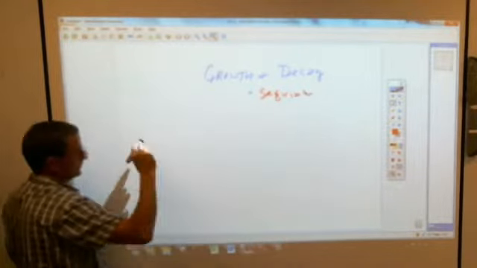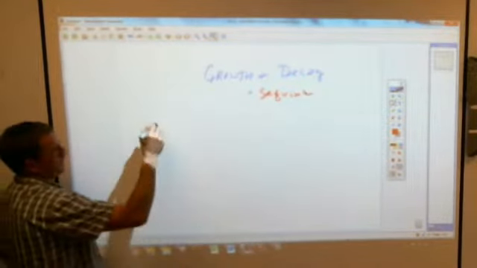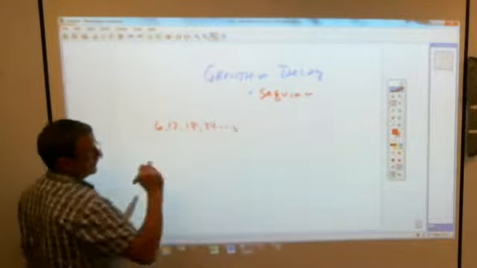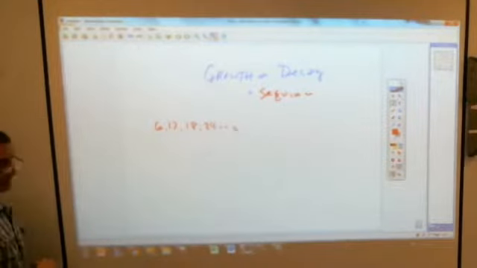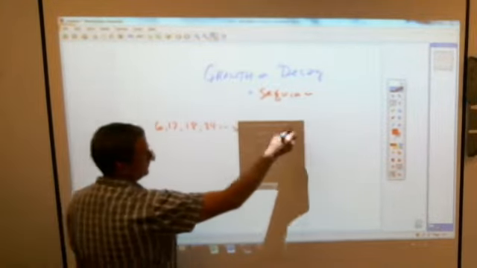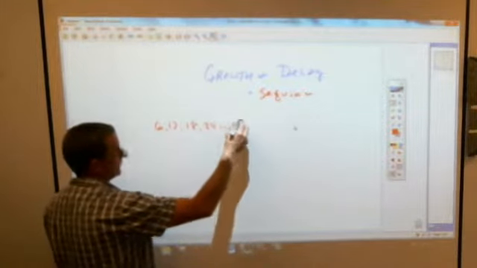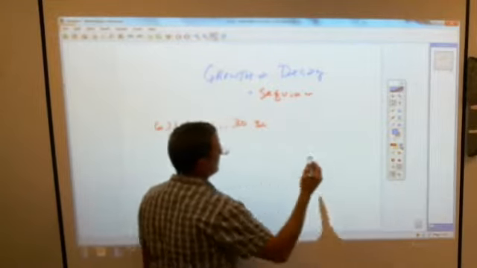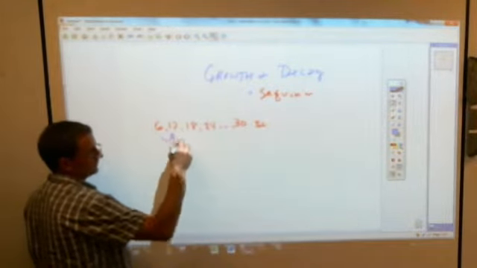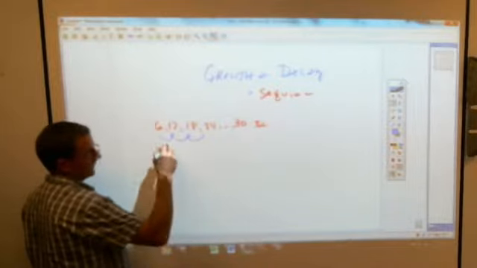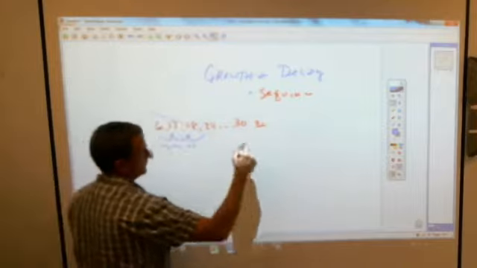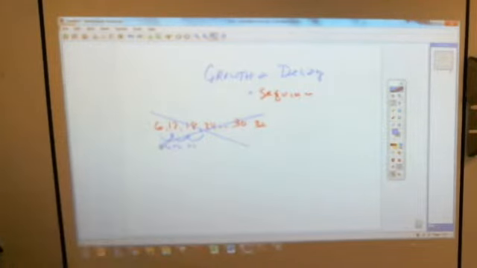Growth and decay. First of all, if you have a sequence that's 6, 12, 18, 24, what would be the next couple things there? You know it's obviously going to be 30, 36. What are you doing between each term? You're not multiplying. You're just adding 6. Okay. This is not growth and decay. So I have to give you the "not" before I do the thing. This is growth and decay.